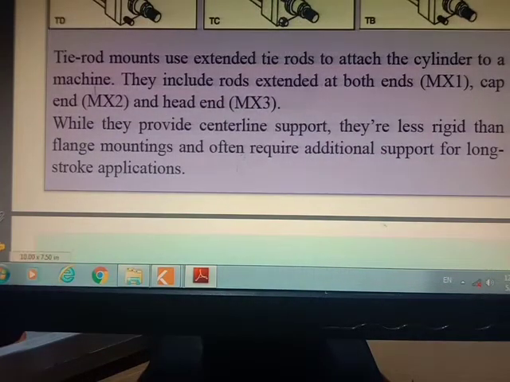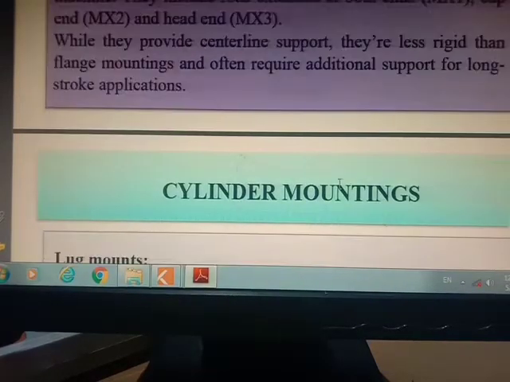Right. So what is the problem with the tie rods? When cylinders have tie rod mounting, they provide centerline support, but they are less rigid than flange mounting and often require additional support for long stroke applications. So these tie rods do provide the centerline support, but they are not as rigid as flange mountings. Understand? Therefore they require some additional support if the stroke length of the cylinder is very large.